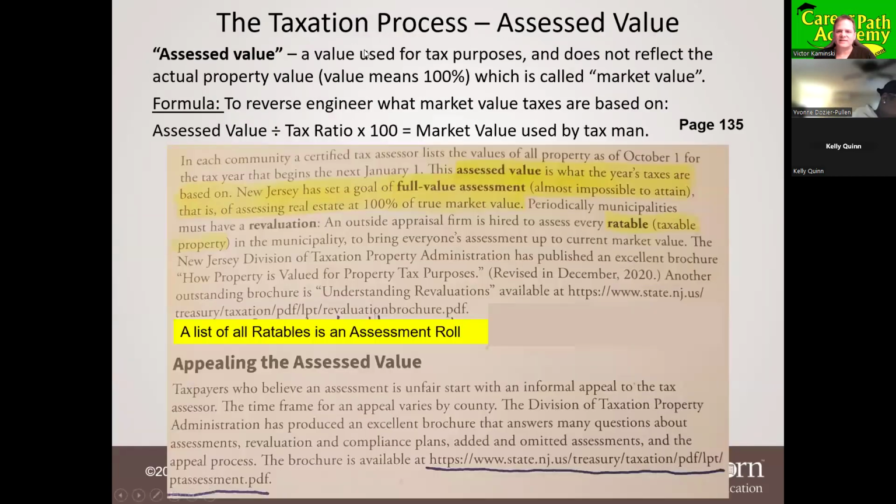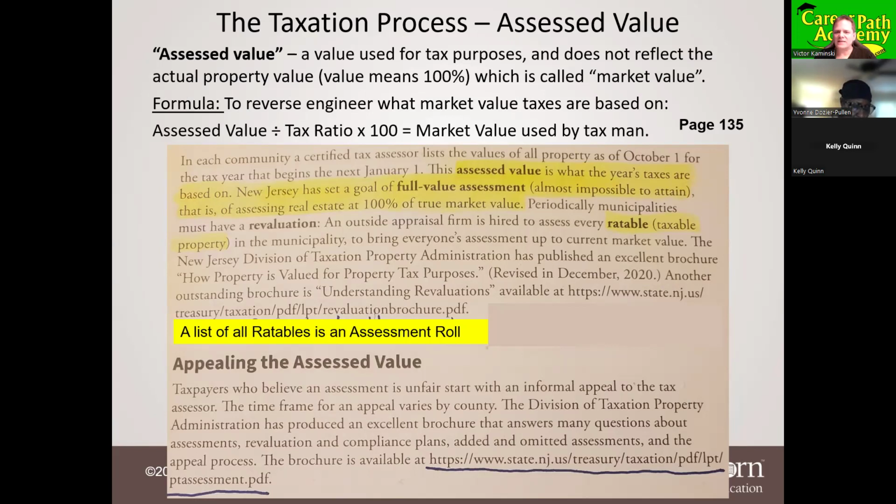All right, and then we have the assessed value. Assessed value is a value that's used for taxation purposes. It's not like market value. We're going to be learning about all kinds of value. Market value, assessed value. Assessed value is a value that the tax man uses to determine how much you're going to pay in property taxes. You basically have to do some reverse engineering of the math in order to figure out what the actual market value is of the property that the tax man is guesstimating your house is worth.